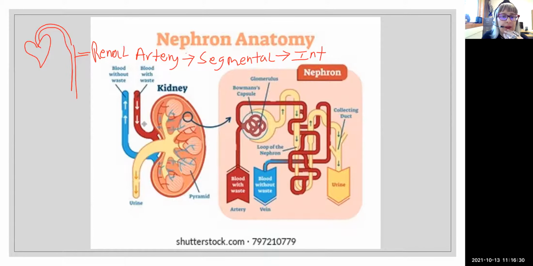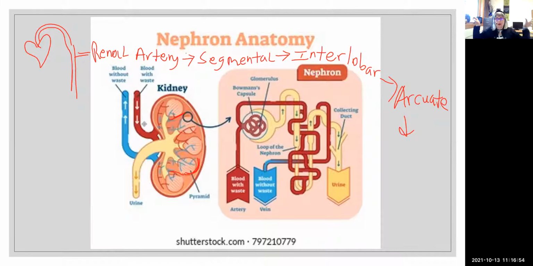So that would represent in here, interlobar. All right, interlobar. Then we have arcuate here. Then it splits up into corticoradiate like the sun rays. It spreads out across all of the renal cortex. And that corticoradiate will feed into each and every single nephron system.